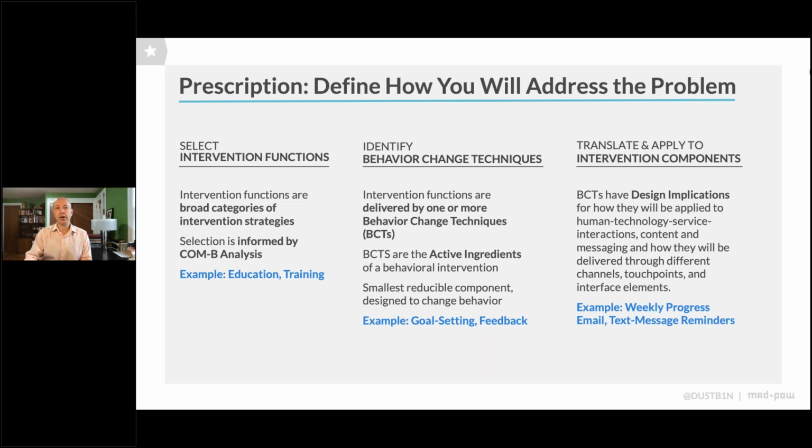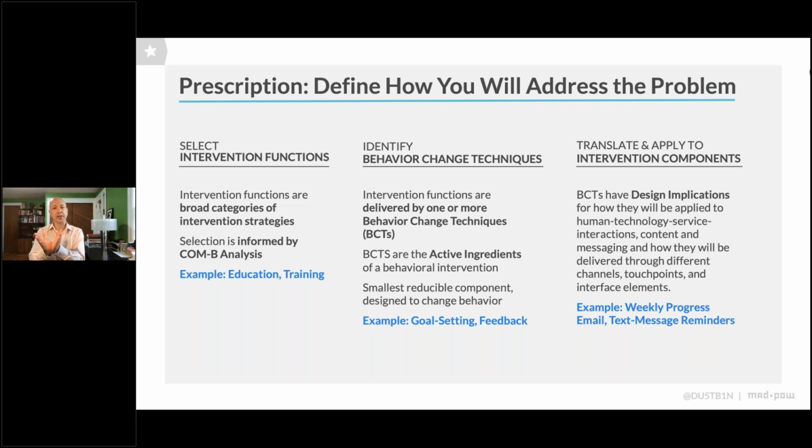When we think about designing interventions, we can think about it broadly in different functions. What can we do? If psychological capability is a challenge, we can educate people, we can train people. If motivation is a challenge, we can try to persuade them, we can model the behavior. If opportunity is a challenge, we can provide resources, provide social support, for example.